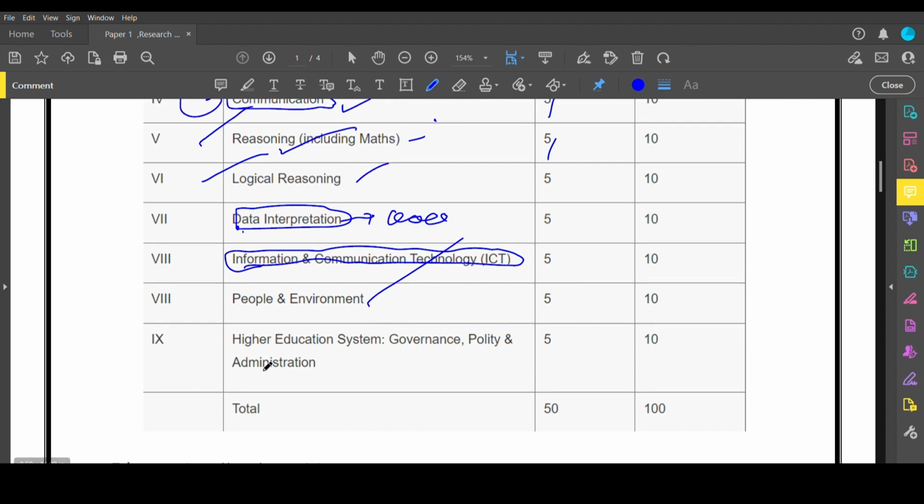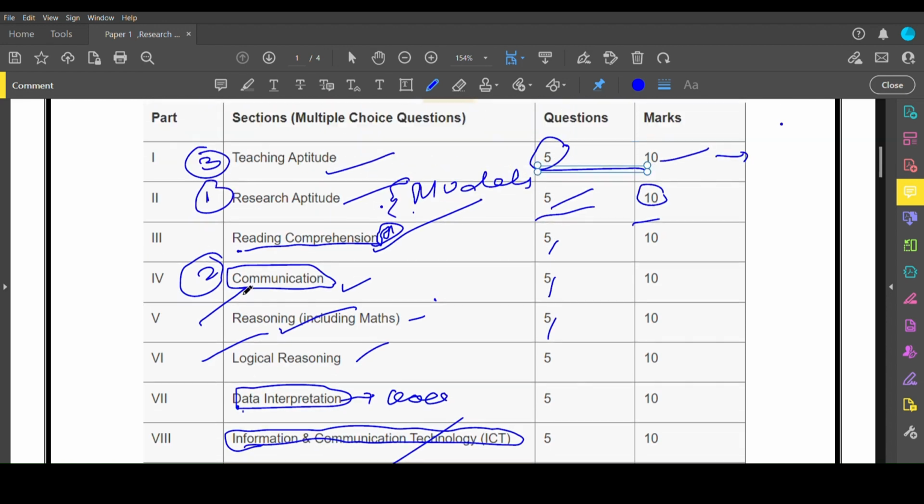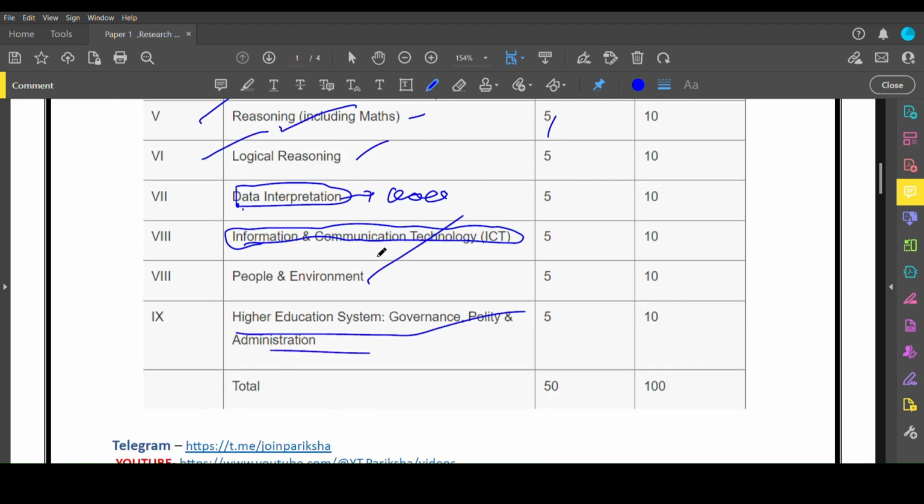Then there is one more section, higher education system, governance, polity and administration, that we have already covered in some of our videos in other playlists, but still I will come up with some questions and we will cover it as well. So in the next 10 days we will be covering all the sections, and we will try to finish Paper 1.